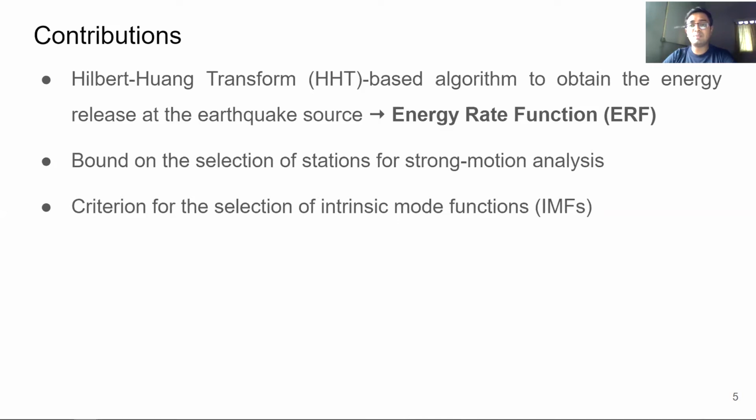We find that specific intrinsic mode functions, or IMFs, capture the energy release well. Moreover, we find that the match between the two is also controlled by the selection of stations. We introduce criteria for the selection of stations for strong motion analysis and the selection of IMFs.